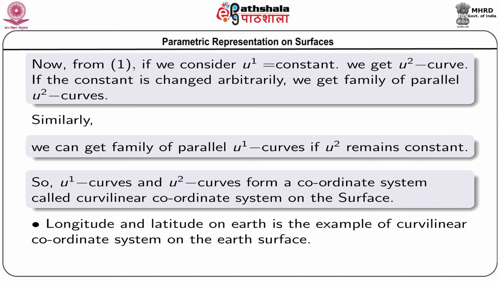For example, longitude and latitude on the earth is an example of a curvilinear coordinate system on the earth's surface, because for any distance or anything we want to measure, we have to use the longitude and latitude for the earth's surface.